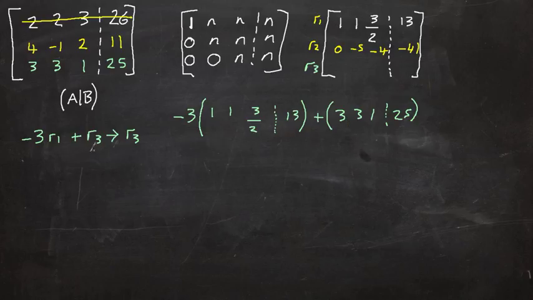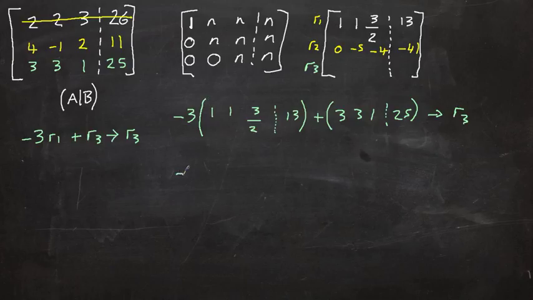So that's adding it to row 3, and we're going to stick the answer in row 3. We're going to overwrite it, make it the new row 3. So it's not too difficult once you know what you're doing. Minus 3 times this. You do scalar multipliers by each individual element and for all of them.